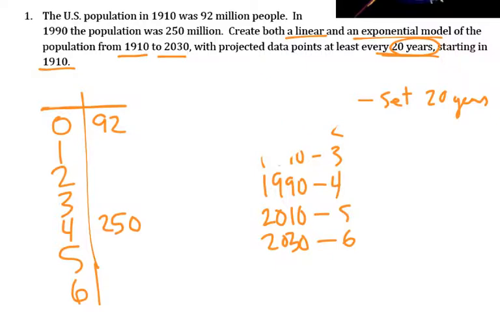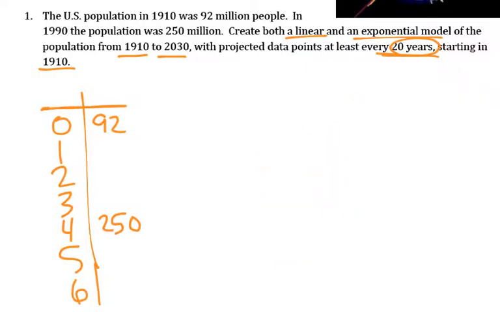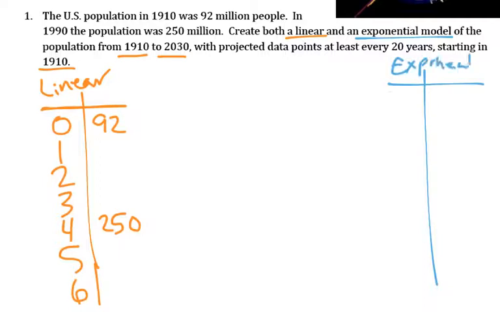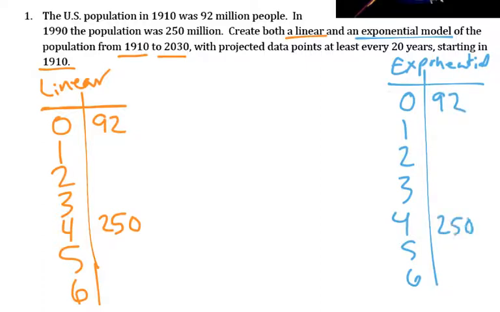So remember what linear and exponential mean? This is where we want to use that. Let me replicate this. We'll have our orange be linear, and our exponential is going to be blue. So let's do them both here. Okay, so 0, 1, 2, 3, 4, 5, 6, and then we go with 92, 250. And then we can probably graph them on the same graph, but let's deal with this first.